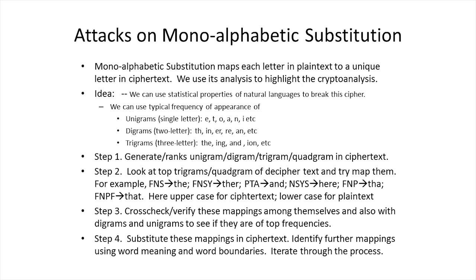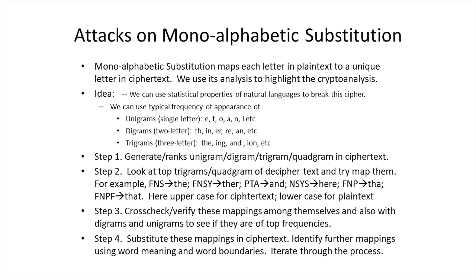Step one, generate and rank the unigrams, digrams, trigrams, and quadgrams in the ciphertext. We can find a lot of tools on the internet to generate these statistics. Step two, let's look at the trigrams and quadgrams of the ciphertext and try to map them, because each of them can map to a three-character or four-character mapping.